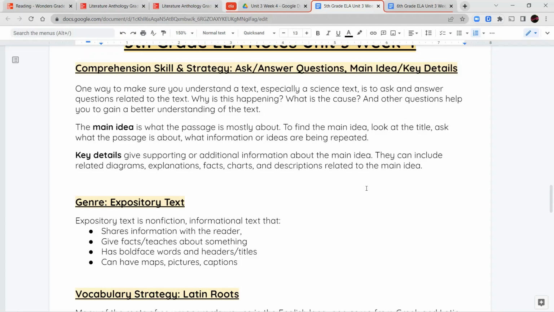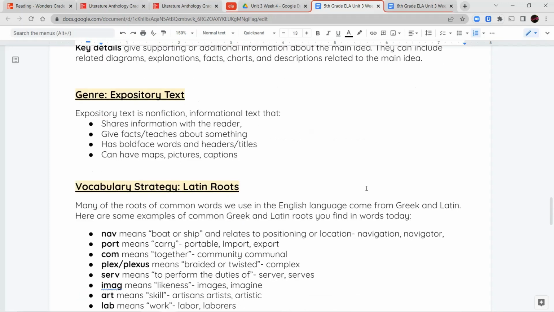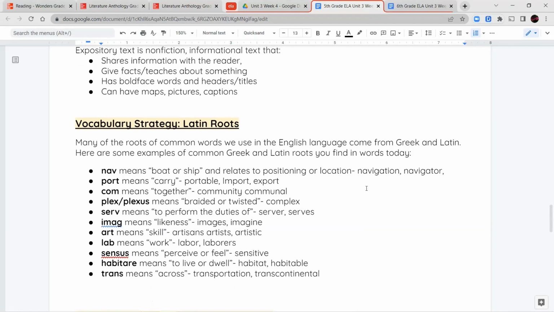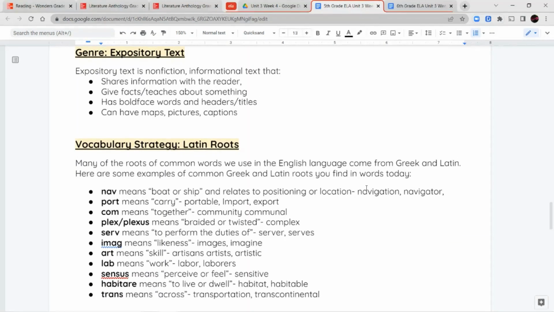Now, next, we're going to talk about our genre. Our genre is, again, expository text. So expository text is something that is nonfiction or informational. So expository text shares information with the reader. It gives facts and teaches about something. It has text features such as boldface words, headers, and titles. It can also have maps, pictures, illustrations, captions, other kinds of diagrams. Those are all things that incorporate into expository text.